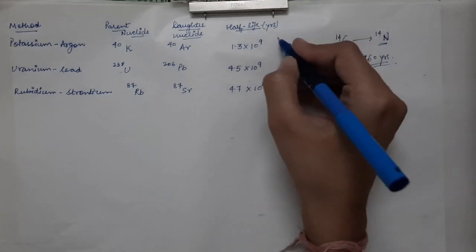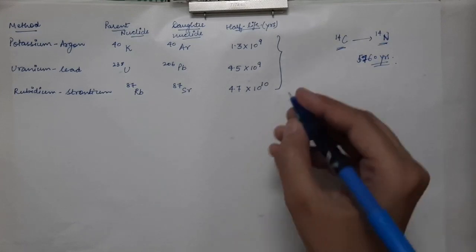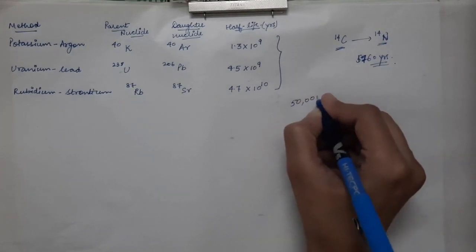So these three methods are used to determine the age of various objects which are older than 50,000 years.